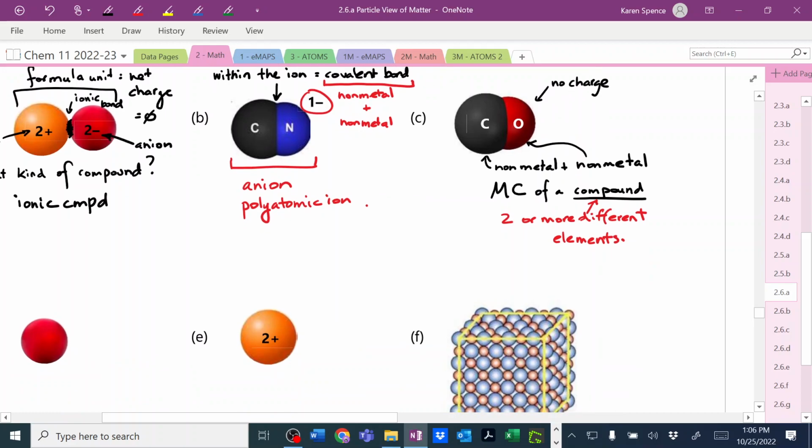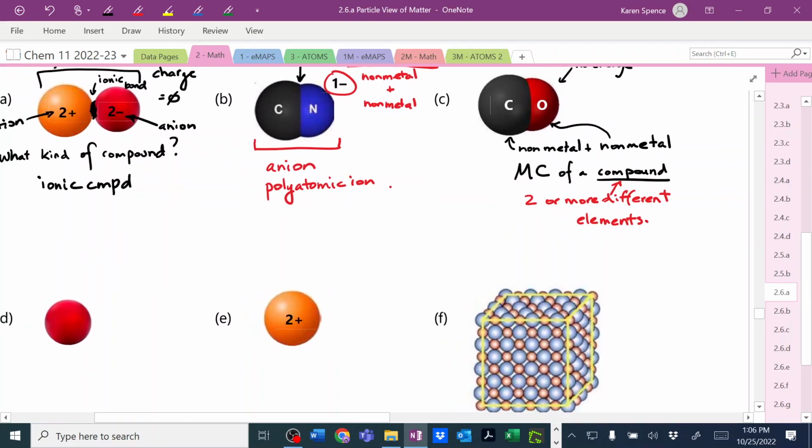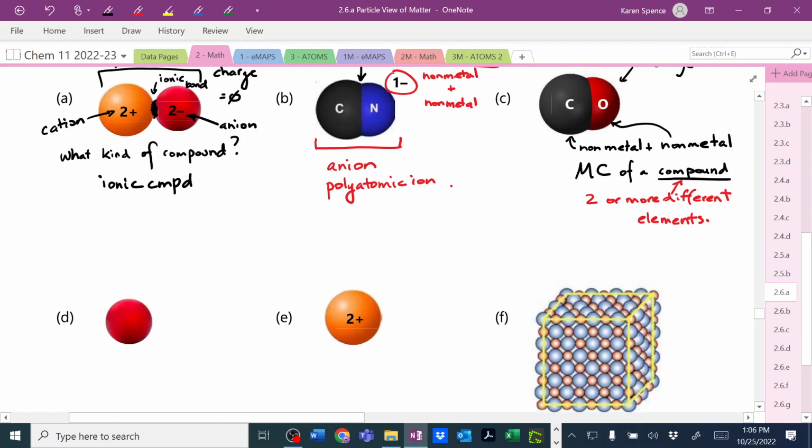And then we're going to go to a really easy one. What's D? That's an atom. What do you notice about the charge? No charge. What do we have in our next one? How do we know that's an ion? Because it has a charge.